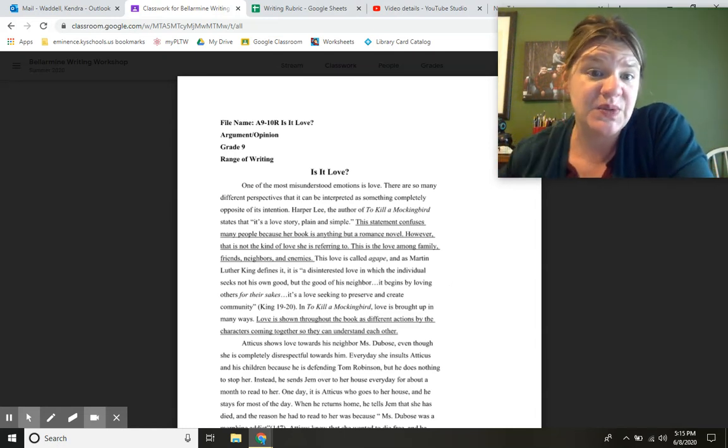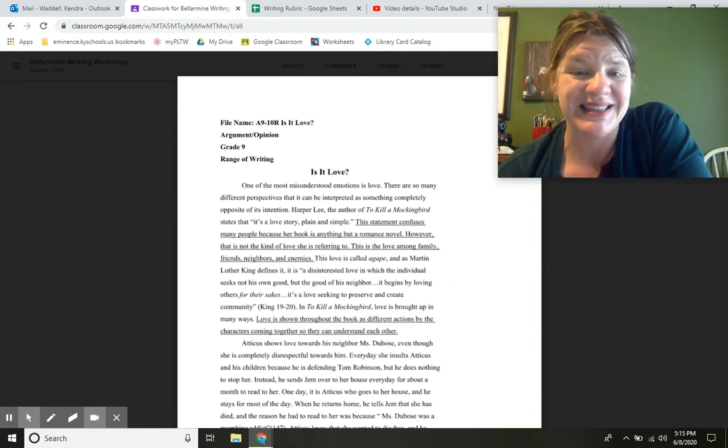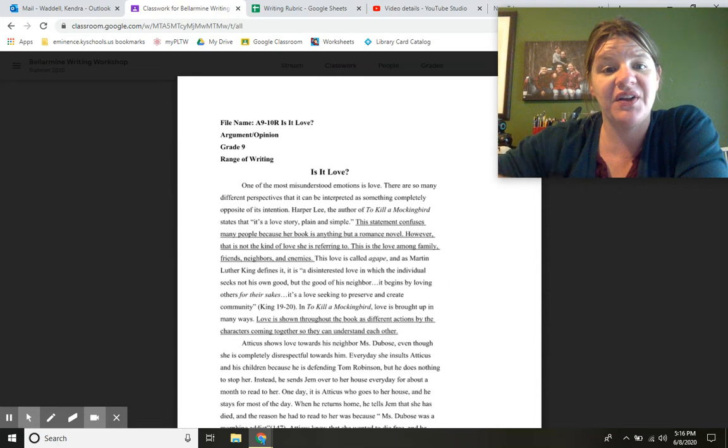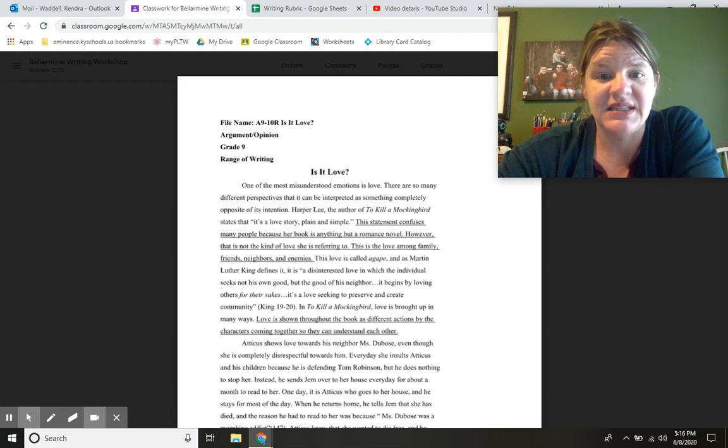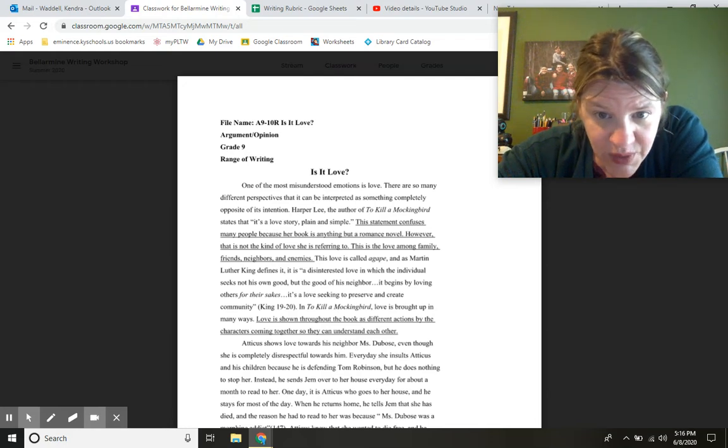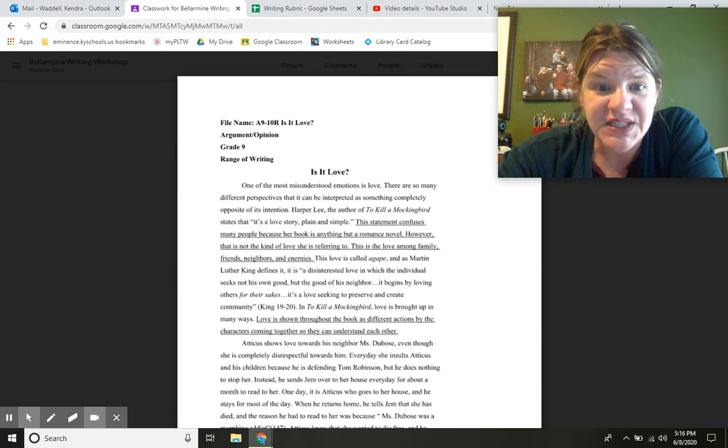This statement confuses many people because her book is anything but a romance novel. However, that is not the kind of love she is referring to. This is the love among family, friends, neighbors, and enemies. This love is called agape, and as Martin Luther King defines it, it is a disinterested love in which the individual seeks not his own good, but the good of his neighbor. It begins by loving others for their sakes, and it's a love seeking to preserve and create community.